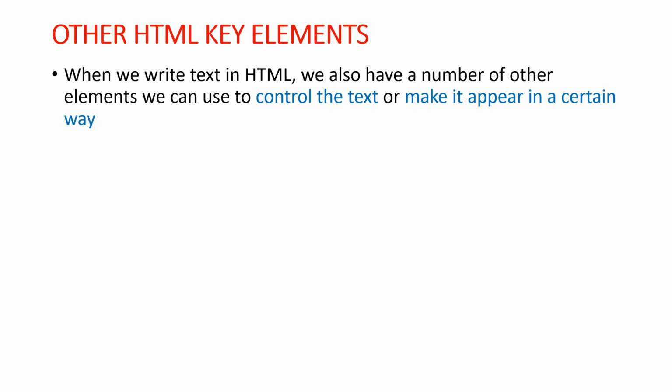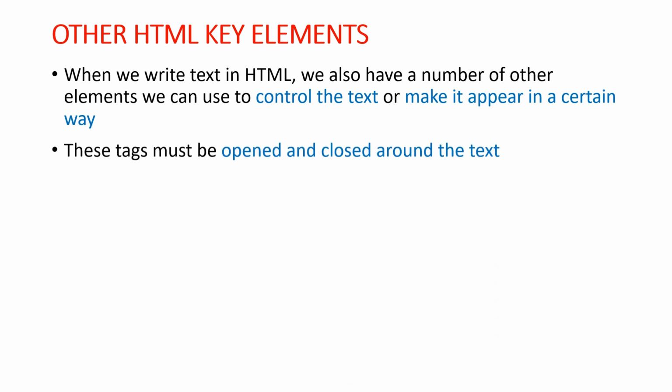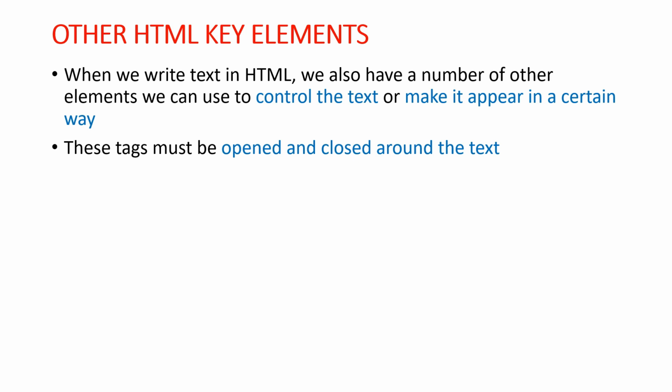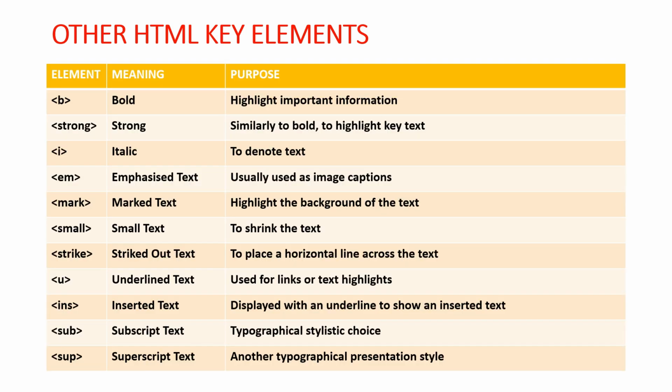When we write text in HTML, we can use a number of other HTML elements to control the text or to make it appear in a certain way. These tags should be opened and closed around the text. Let's see what are all the key elements available in HTML.